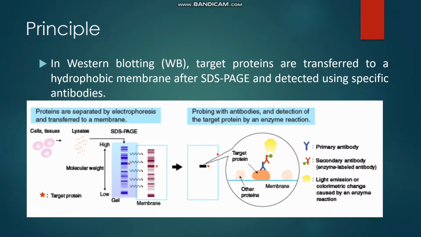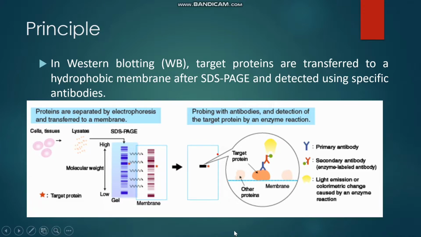Principle behind Western blotting. In Western blotting, target proteins, that is our protein of interest, are transferred to a hydrophobic membrane, that is nitrocellulose membrane, after sodium dodecyl sulfate polyacrylamide gel electrophoresis, SDS page, and detected using specific antibodies. SDS page is specifically used for the isolation of or electrophoresis of proteins.